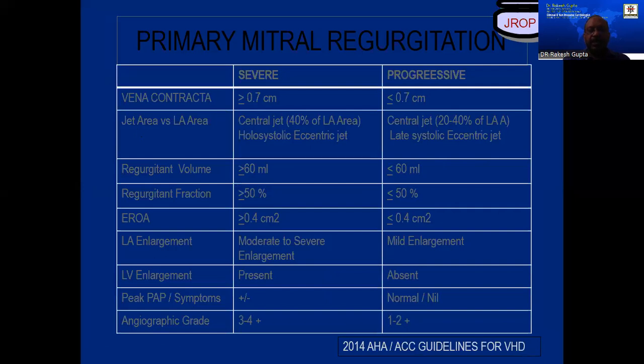So concluding, what are the things? Most important is vena contracta, severe versus progressive, jet area versus LA area 40% or more, regurgitant volume more than 60 ml. Then LA enlargement is always there in severe MRs. LV enlargement is always there in severe MR. Then you can have a raised pulmonary artery pressure and symptomatology, and angiographically grade 3 or 4. These are the AHA-ACC 2014 guidelines.